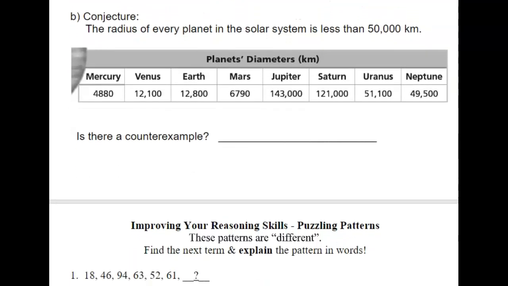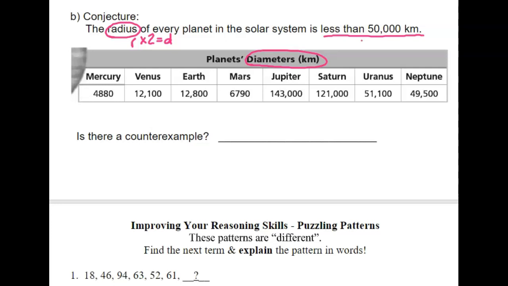The conjecture is that the radius of every planet in the solar system is less than 50,000 kilometers. And in the table, what are you given? You're given the planet's what? I'm given the planet's diameter. Well, if I'm going to compare diameter and radius, I need to know the relationship between the two. Remember that in a circle or a sphere, the radius is half the distance of the diameter. So if I took this radius and multiplied it by 2, I would get the diameter. So radius times 2 equals diameter.